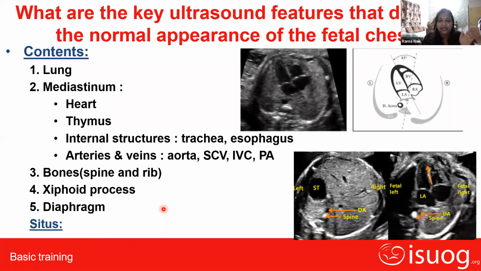Means the heart and the descending aorta should be on the left side, and in the abdomen, the stomach and descending aorta should be on the left side, and the liver and inferior vena cava should be on the right side. So seeing situs is very, very important, because abnormal situs can be associated with many abnormalities. So in the first instance of the chest view, you should think of situs.